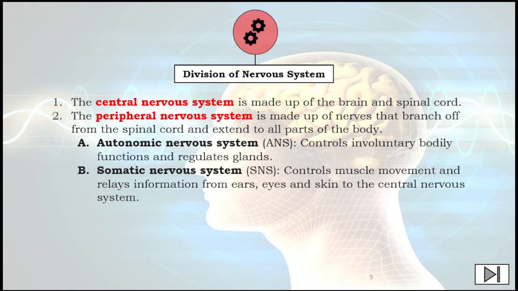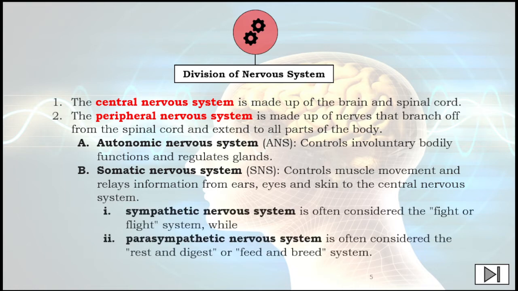The autonomic nervous system controls the involuntary bodily functions and regulates the glands. On the other hand, the somatic nervous system controls muscle movement and relays information from ears, eyes, and skin to the central nervous system. We can still divide the autonomic nervous system into two. We have the sympathetic nervous system, which is often considered as the fight or flight system, which works during stressful situations. On the other hand, the parasympathetic nervous system is often considered to be the rest and digest or the feed and breed system.